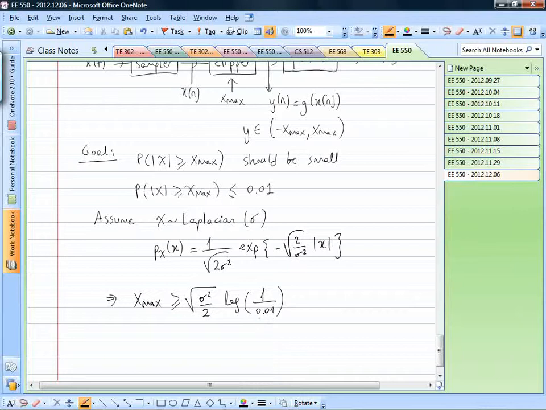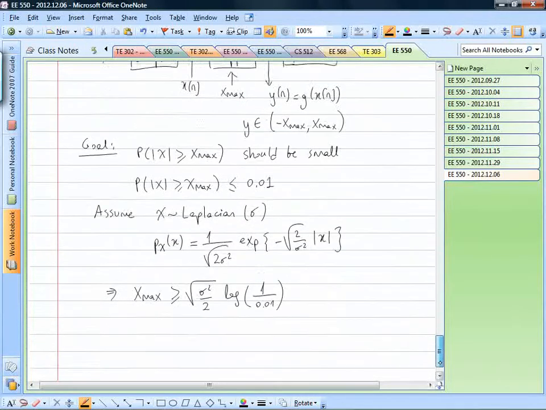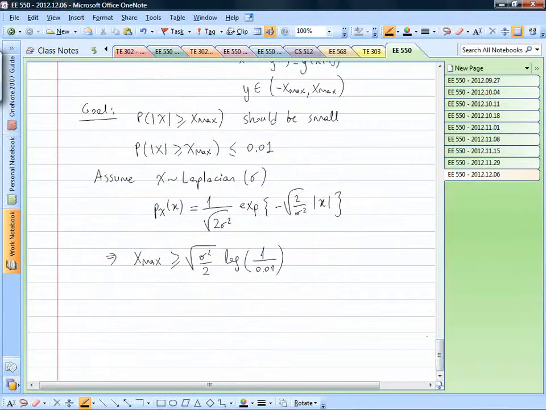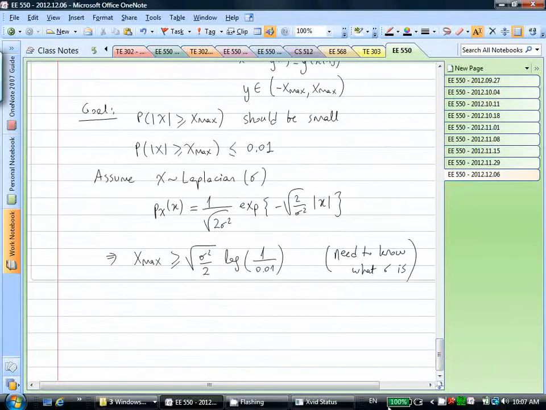So this is a practical way that you can choose the clipping levels in your A to D converter using this probability distribution. Of course you need to know what sigma is, and it is related to how big your input signal is going to be. Okay, so that's the end of chapter 10 in the book, and I'm going to stop here at this point.